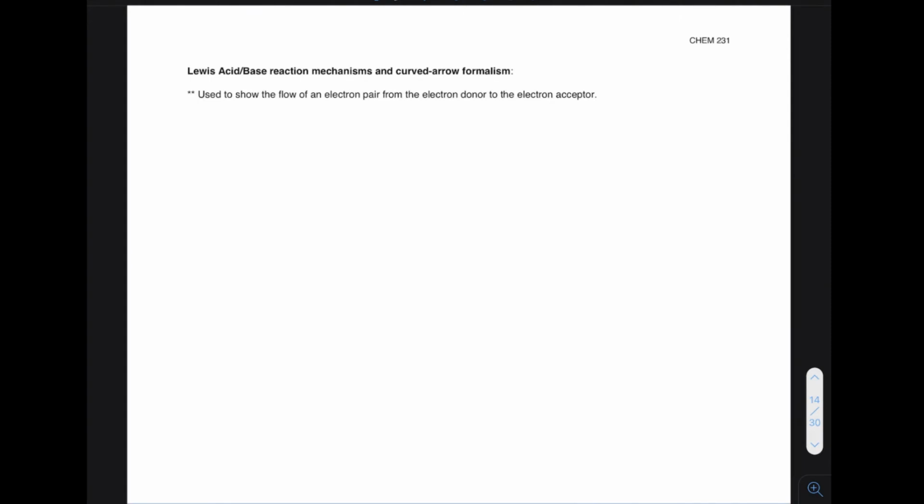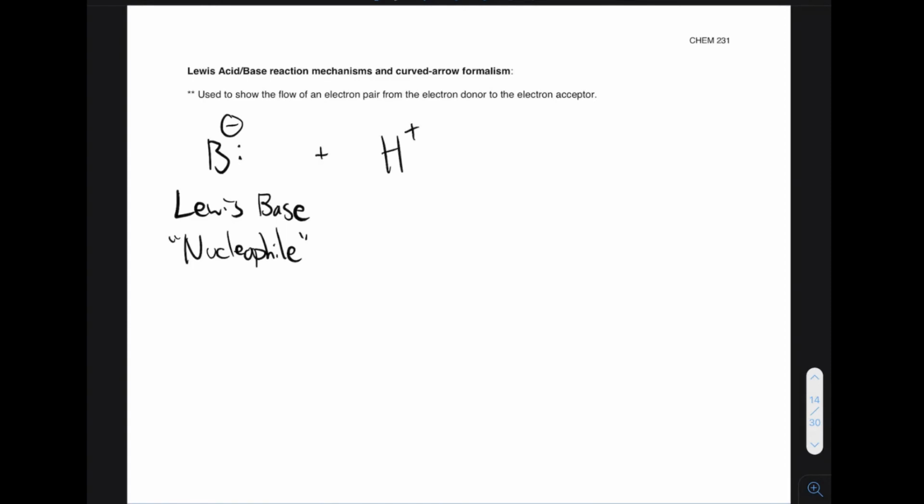But I wanted to hone in on what exactly is going on when I do that, right? So being sort of general here, we'll have B for base, not boron. We have our Lewis base. We could also call it a nucleophile. And we just have a proton, a positively charged hydrogen. And this, of course, is our Lewis acid. It wants to accept a pair of electrons.